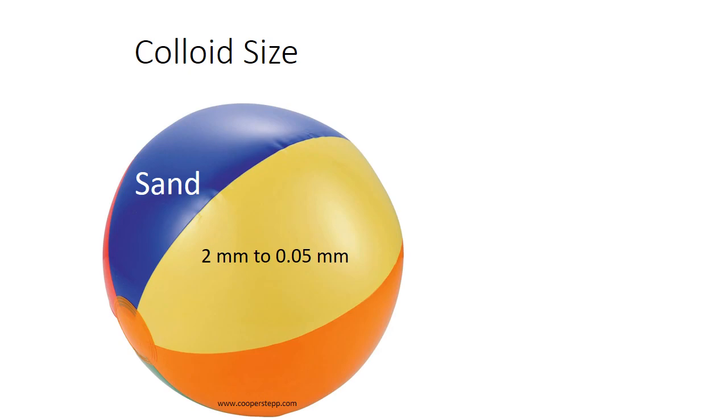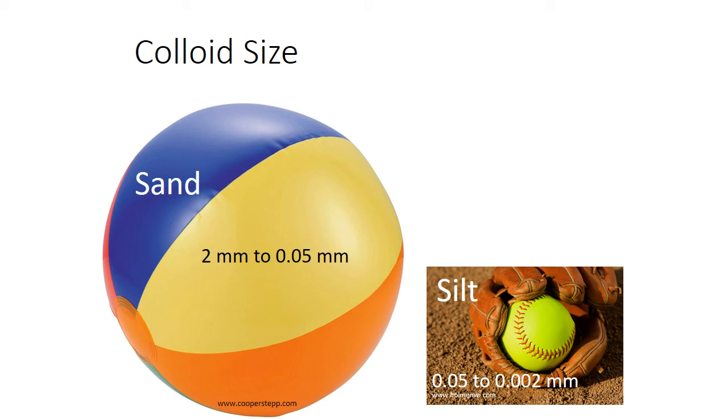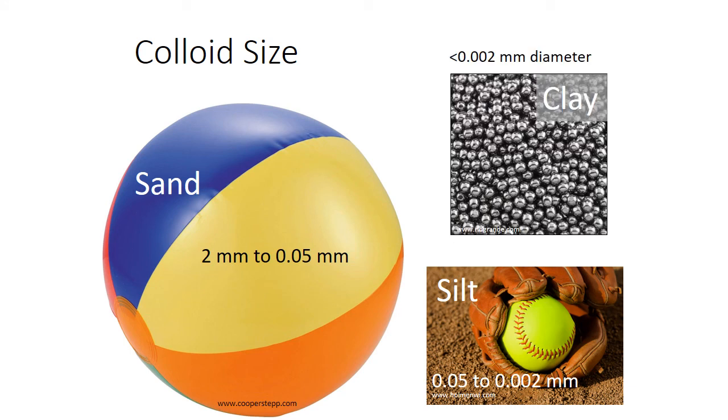If we think about the relative sizes of our soil particles, we have sands as our biggest soil size particle, 2 millimeters in diameter down to 0.05 millimeters. Silt, 0.05 down to 0.002 millimeters. And clay is less than 0.002 millimeters in diameter. So we can think of sand, if we zoom into it, as a beach ball, silt as a softball, and clay as BBs.